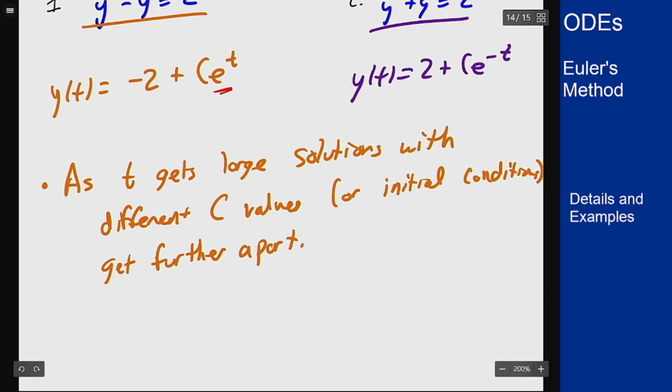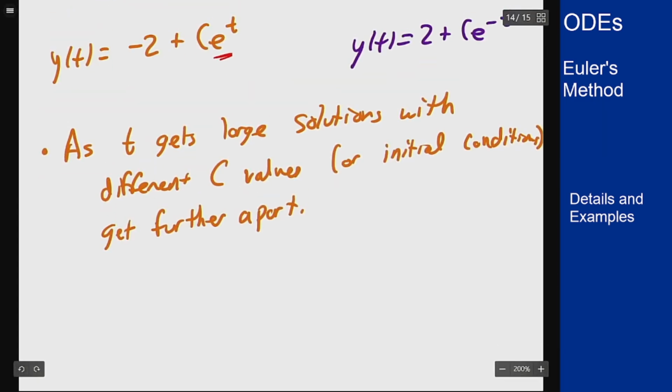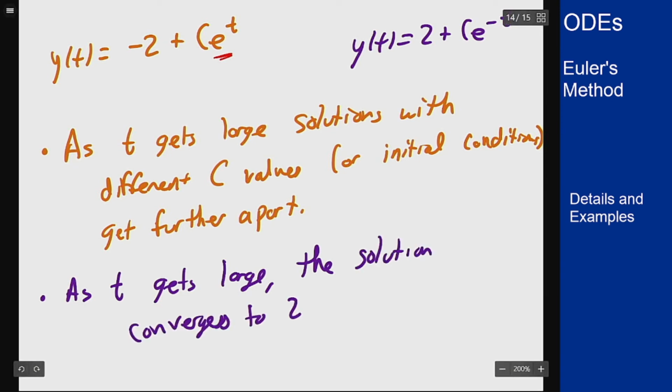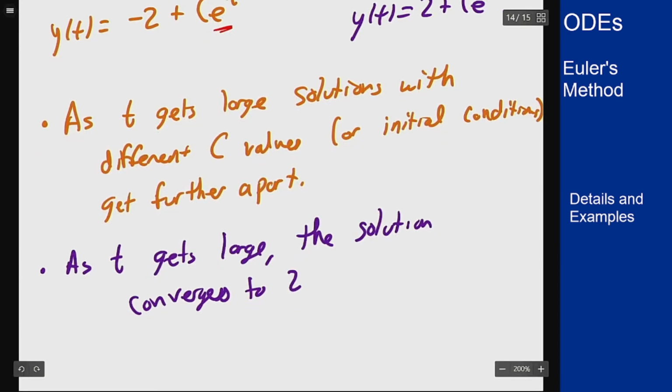To contrast that, for equation 2, the opposite happens. No matter what the c value is, the solution will converge to 2 as t gets large because e to the minus t is going to 0. So in this case, as t gets large, the solution converges to 2. And what that means in this context is that for different c values, the graphs actually stay close together or get close together as time goes on.